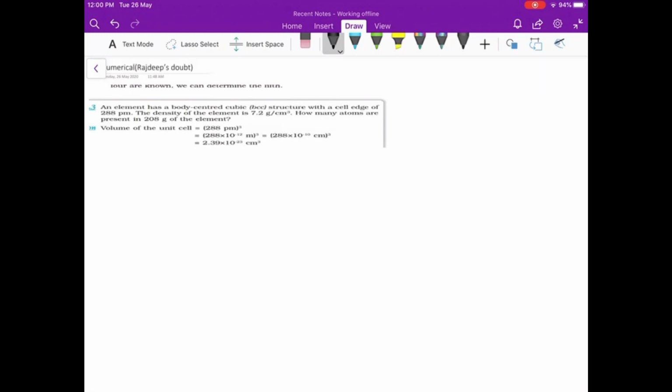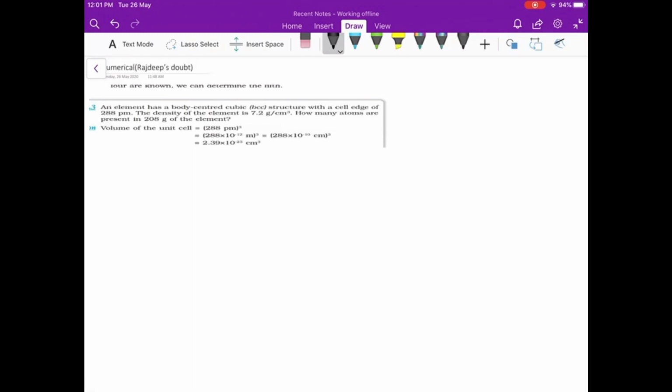This is about how to calculate the number of atoms when you are given the mass of the element. Now his question was, as you can see there on the screen: an element has a body centered cubic structure with a cell edge of 288 picometer. The density of the element is 7.2 gram per centimeter cube. How many atoms are present in 208 gram of the element?